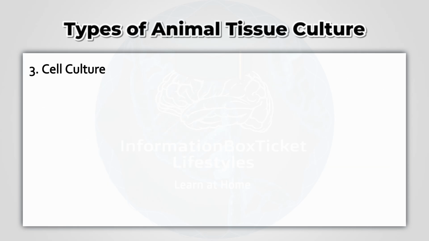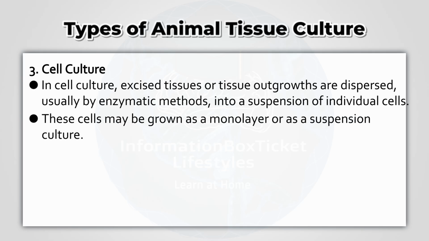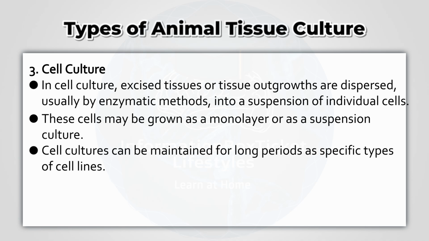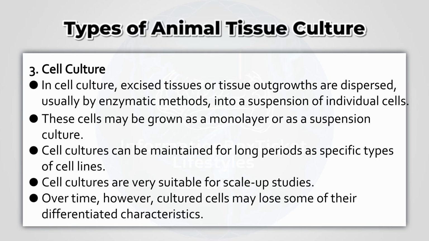3. Cell culture. In cell culture, excised tissues or tissue outgrowths are dispersed, usually by enzymatic methods, into a suspension of individual cells. These cells may be grown as a monolayer or as a suspension culture. Cell cultures can be maintained for long periods as specific types of cell lines. Cell cultures are very suitable for scale-up studies. Over time, however, cultured cells may lose some of their differentiated characteristics.